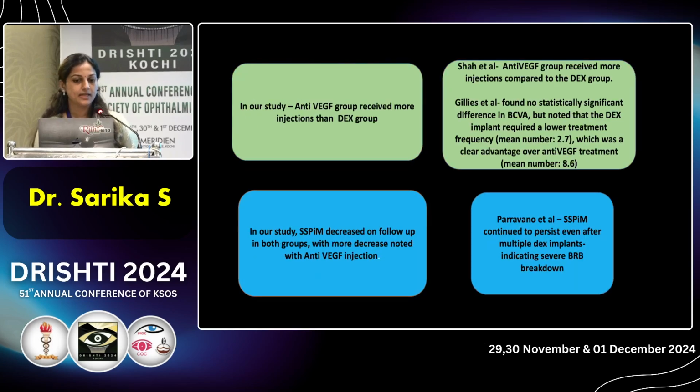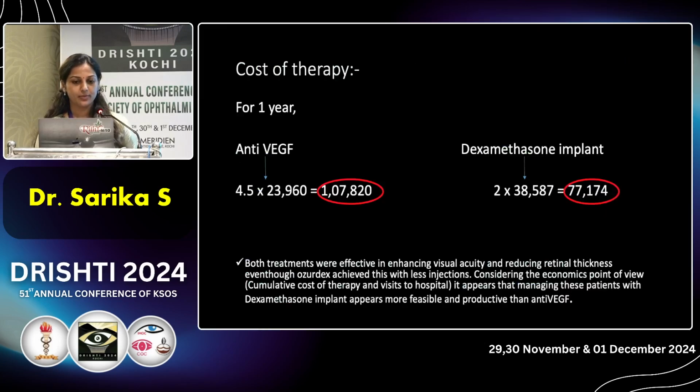In our study, the anti-VEGF group received more injections than the DEX group, which is similar to the Shah et al. and Gillies et al. studies. In our study, SSPM decreased in follow-up in both groups, with more decrease noted with anti-VEGF injection. In the Parvanov et al. study, the SSPM continued to persist even after multiple DEX implants, indicating severe blood-retinal barrier breakdown.